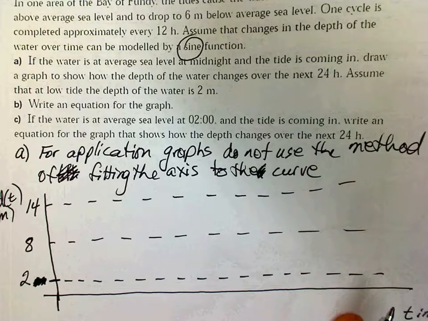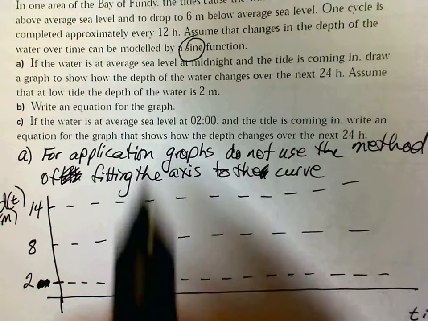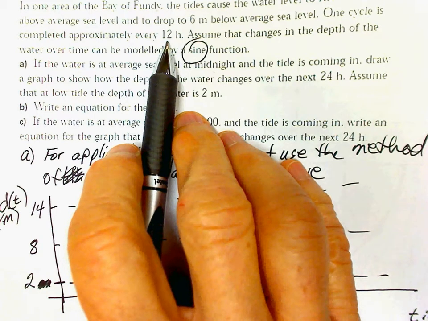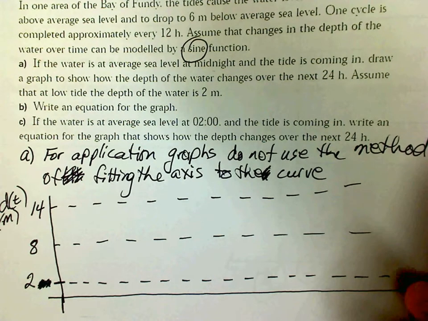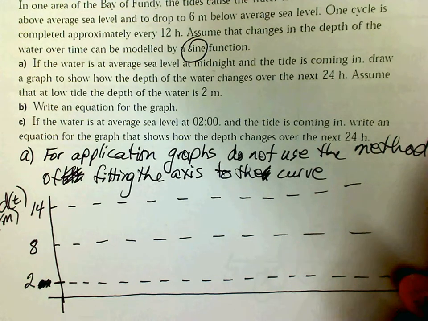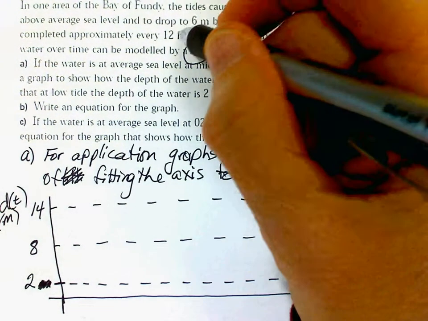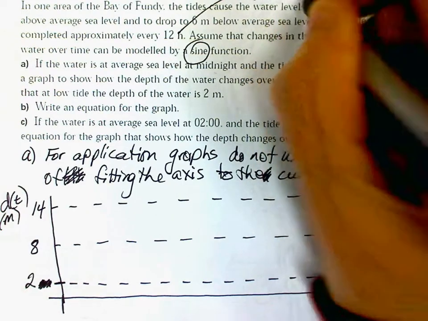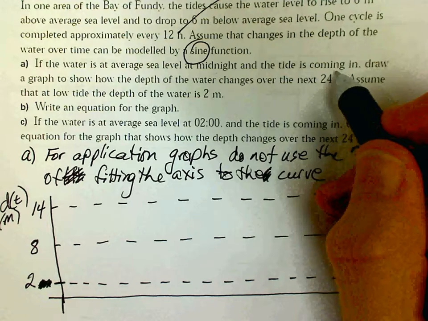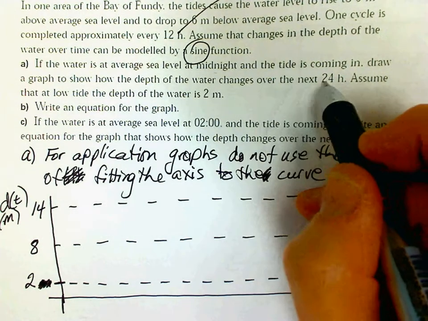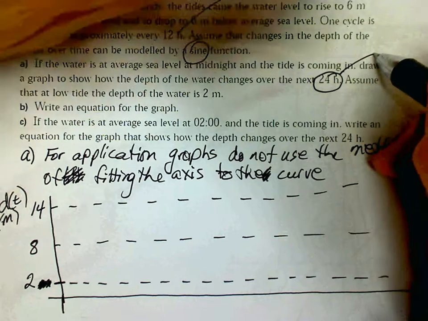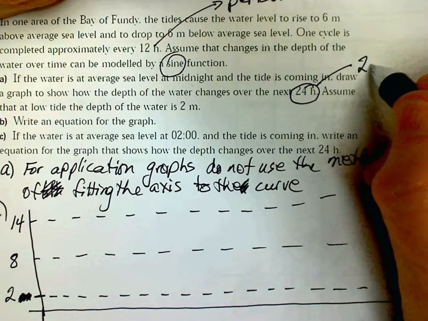Okay? One cycle is completed every 12 hours. So they are telling you the period is 12 hours. That's what they're telling you. They're giving you information about the period, and if the period is 12 and they want a graph over 24 hours, they're really asking us for 2 periods or 2 cycles.